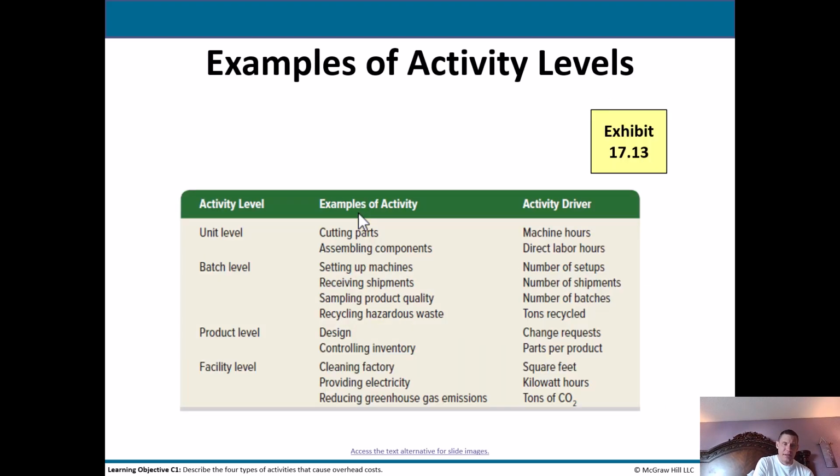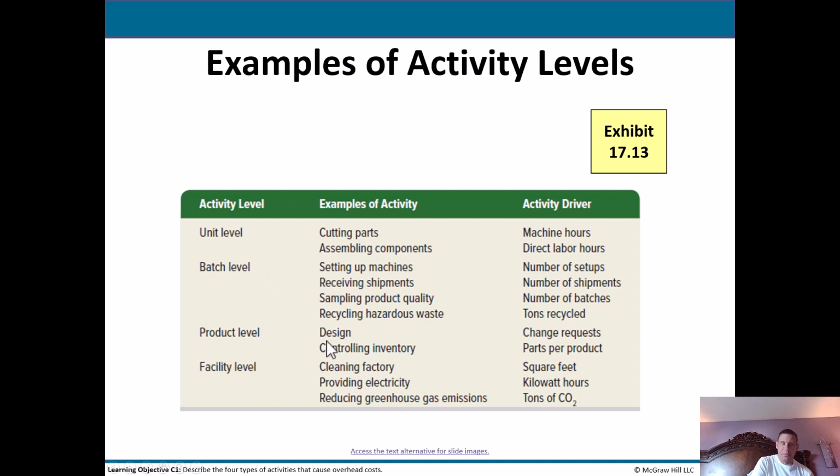So as an example of a unit level activity, right? Cutting parts or assembling components. Again, you've got to do it to each individual unit, hence the name. Batch level, think about it. You just have to do it in batches, like setting up machines. You don't have to set up a machine for every single unit, right? So you can just do that for a batch, and then maybe you run a batch, you're done. But then you've got to change the configuration slightly. So that's a batch level.